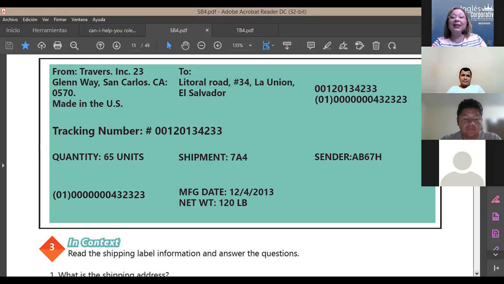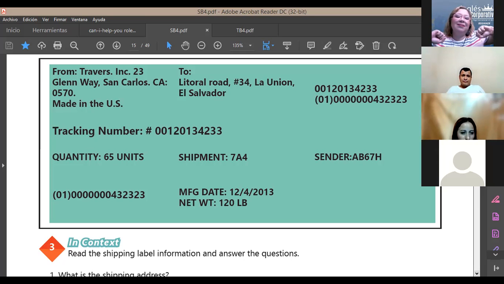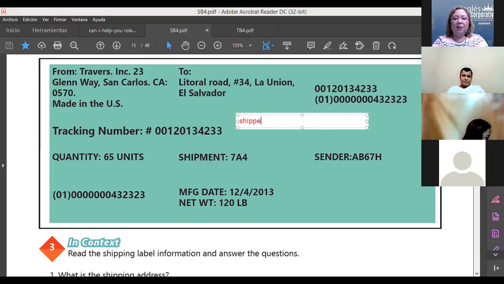Debiera ser, sí, pero hay dos direcciones. Está la shipping address and the mailing address. En realidad las dos son el destino, ¿verdad? Pero de acuerdo a este contexto que estamos viendo, lo han puesto como el shipper address. Ok, lo voy a escribir. Es la shipper address. Ok, es la dirección del que envía o sender's address, ¿verdad?